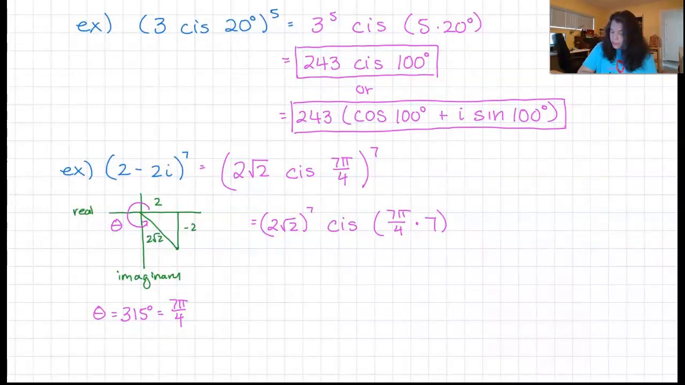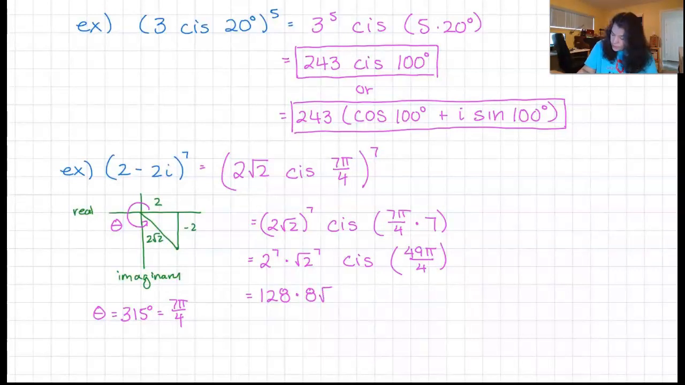And, well, let's see. 2√2 to the 7th power is going to be the same as 2 to the 7th times √2 to the 7th. And then over here, for the angle, we're just going to have 49 pi over 4. 2 to the 7th power, if you work it out, is 128. If you work out √2 to the 7th power, you're going to have 8√2.